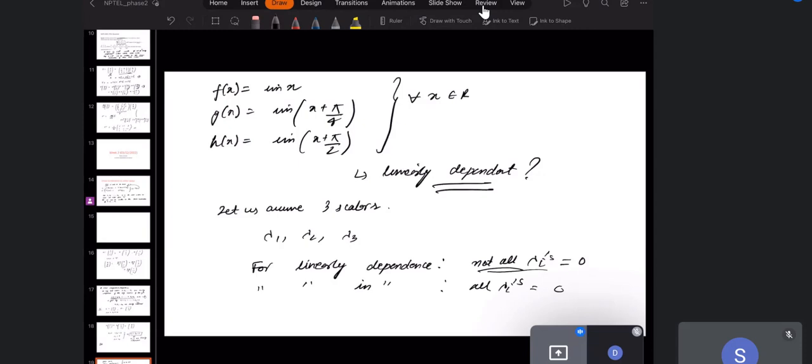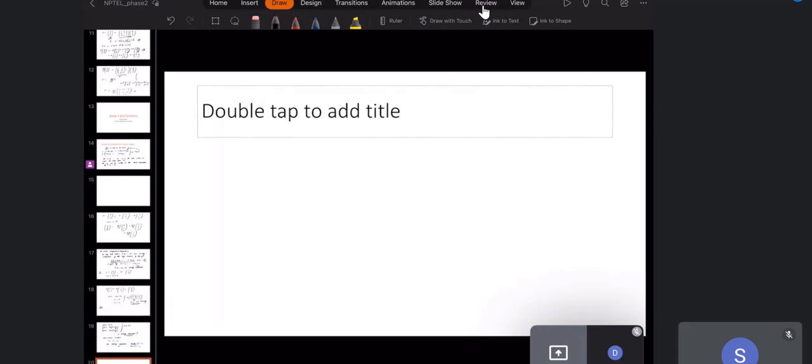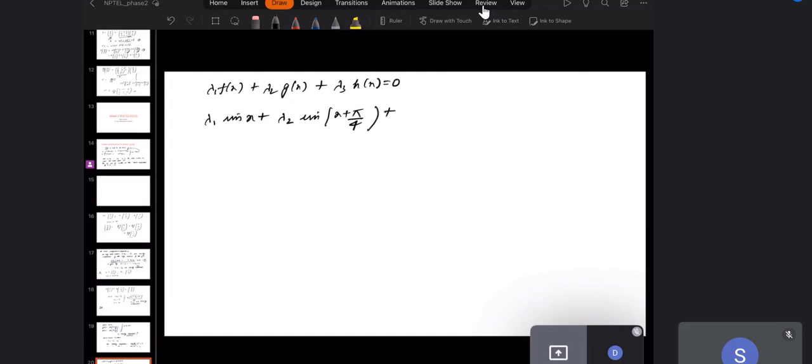So we can just write the equation: lambda 1 times f of x plus lambda 2 times g of x plus lambda 3 times h of x is equal to 0. Lambda 1 times f of x is nothing but sine of x, then lambda 2 times sine of x plus pi by 4, and sorry, lambda 3 times sine of x plus pi by 2.